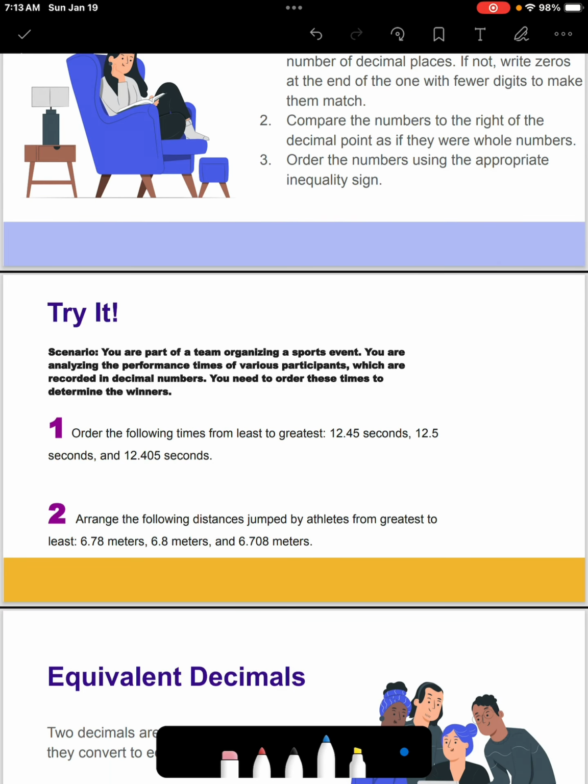We have 12.45, 12.5, and 12.405. So let's look at 12.45. We're going to make that 12.450. 12.5, we're going to make that 12.500, and 12.405. So the smallest one would be, we look at the 4, so we know this one and this one are smallest. If we look at the next digit, we have a 0 versus a 5, so we then know that 12.405 is the smallest. And we know that 12.450 is next, and then 12.500 is the largest.